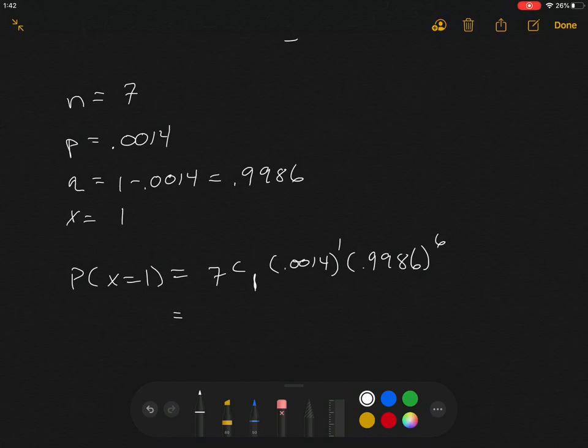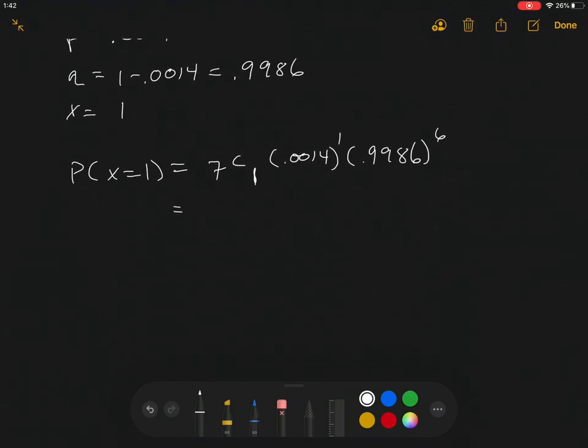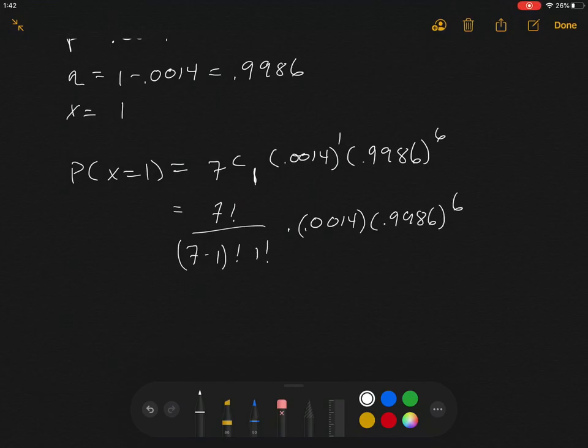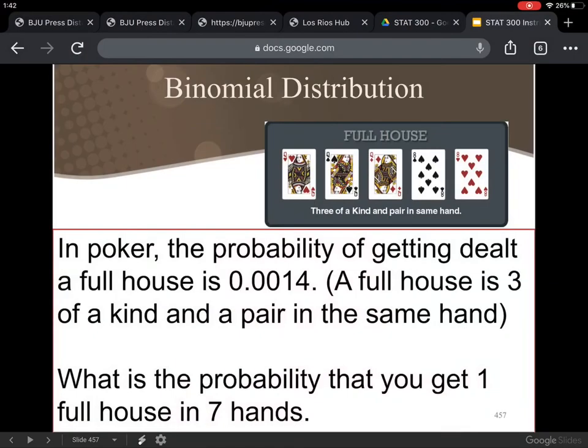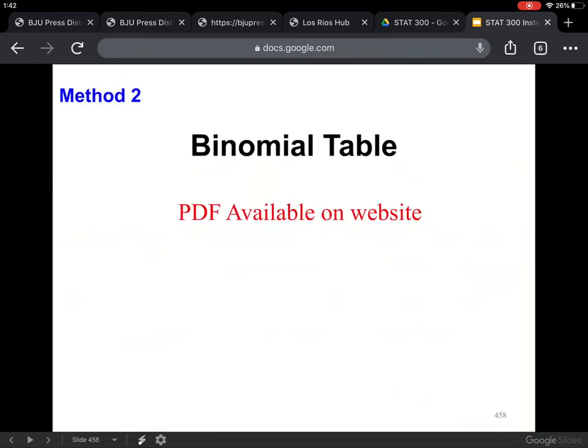Again, I can just do one more step and leave it up to you to put this into your calculator. 7 factorial divided by 7 minus 1 factorial times 1 factorial times 0.0014 to the first times 0.9986 to the 6th, and then you can calculate it from there. Okay? Hopefully this binomial probability formula is sticking in your head a little bit better, so you can use it when you recognize a binomial experiment.